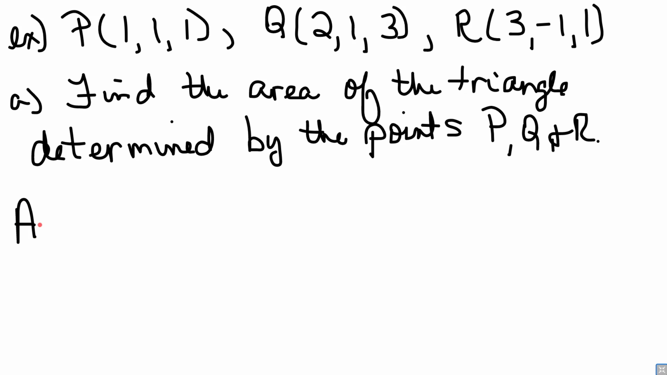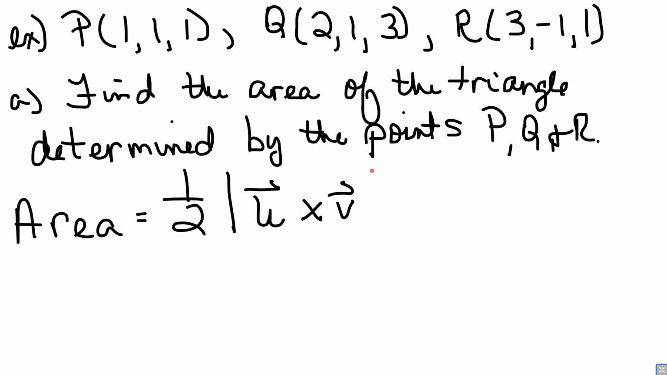So for the area in this figure, it's going to be half. Okay, and we know to find the area of a parallelogram, it's going to be the magnitude of the cross product. Okay, but here's our problem now. Do we have a vector u and a vector v? No. But can we create vectors u and vector v?